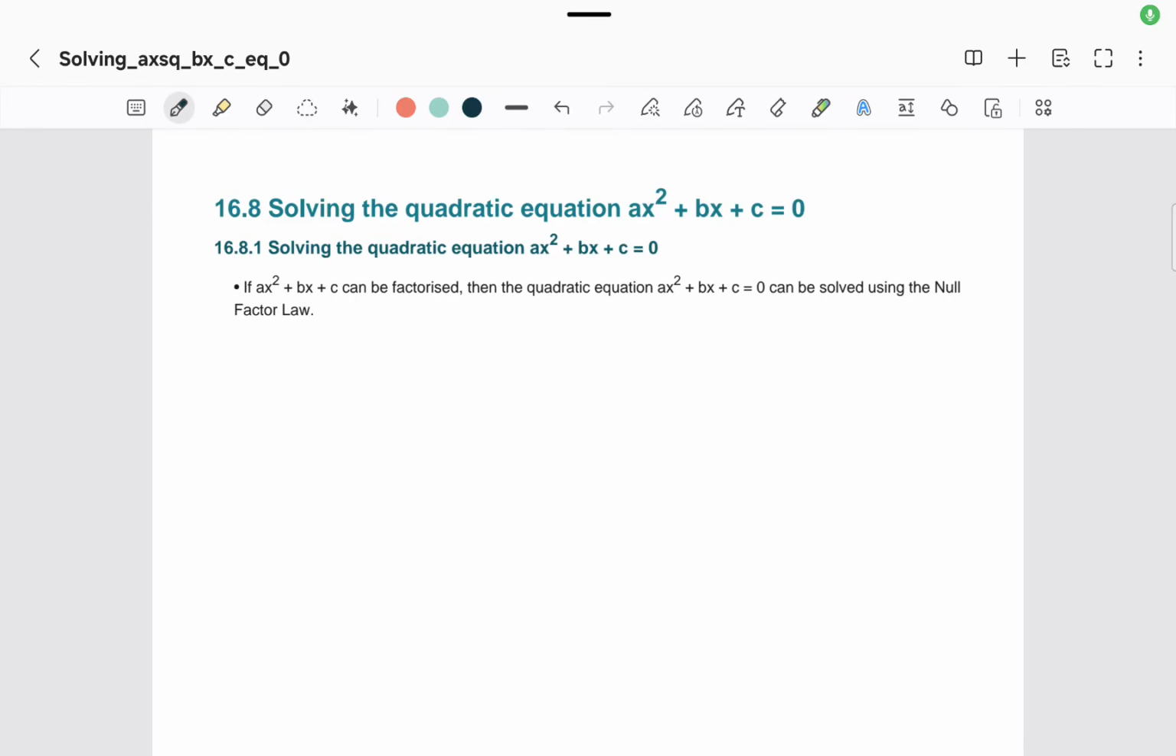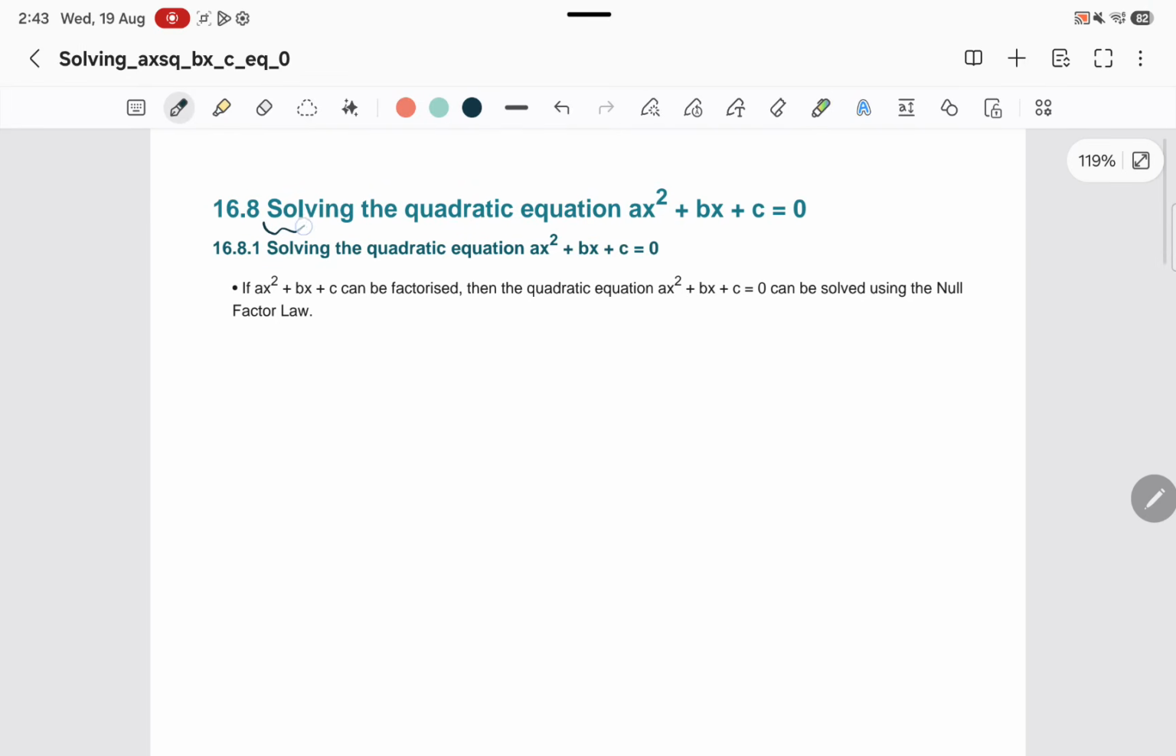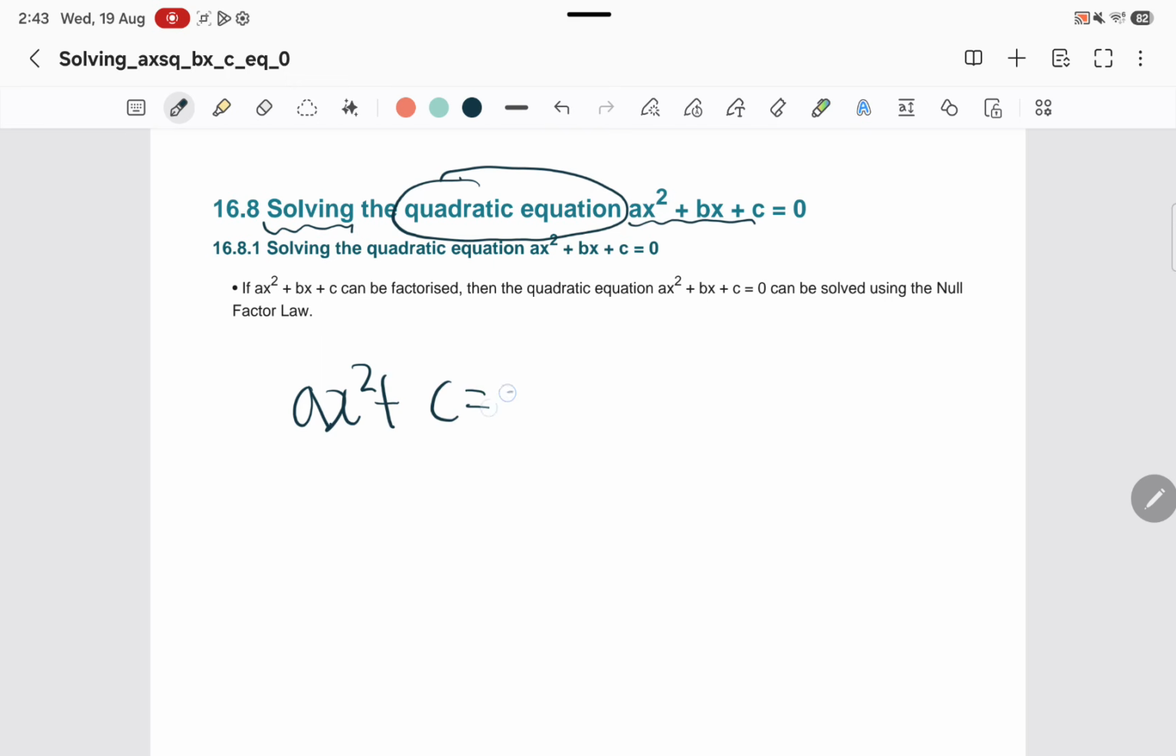Welcome to another video. We are going to keep learning about solving quadratic equations, and now we are going to get into a more generalized form, like ax squared plus bx plus c. In the last video, we learned how to solve the quadratic equation when it looks like ax squared plus c equals 0. We also learned sometimes there's no solution, or two solutions, or just one solution.